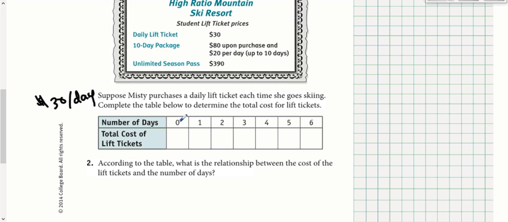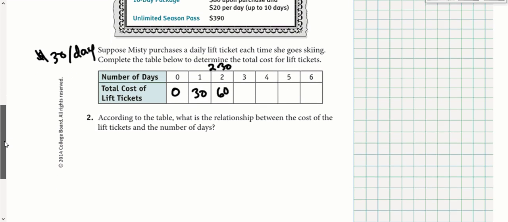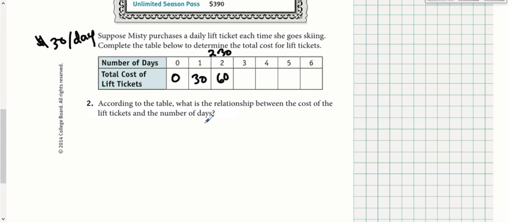If we don't go at all, on day 0, our cost would be 0 because we haven't done anything. If we go one day, we pay for one day of a lift ticket, so that's $30. Two days of a lift ticket would be 2 times 30, and we get 60, and so on and so forth. So we could fill out this table following that general rule, just like we did with constant rate of change. The constant here is adding 30, and the constant here is adding 1.